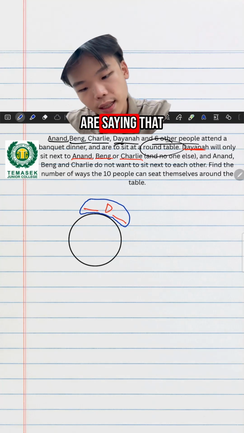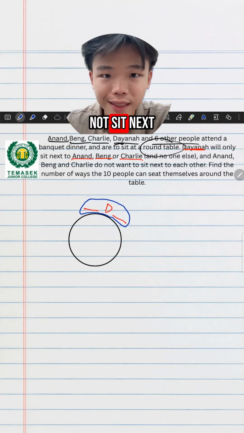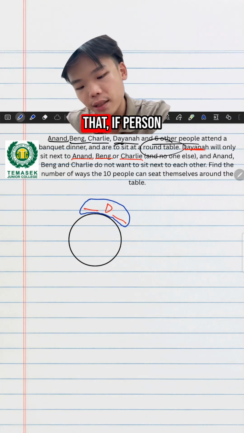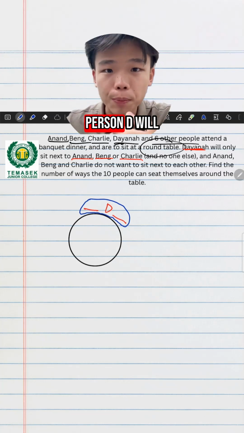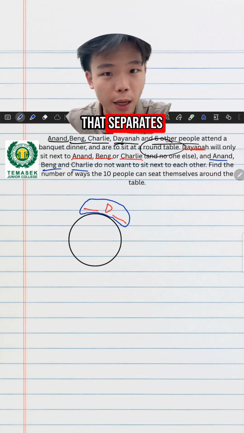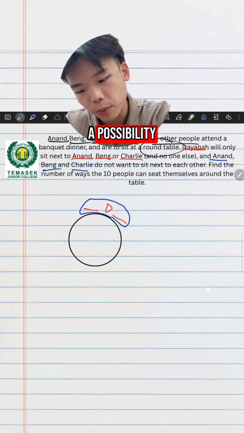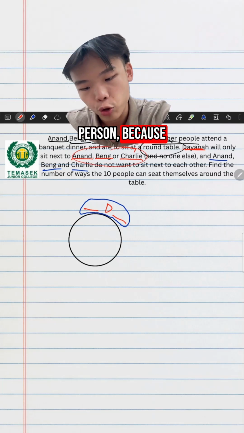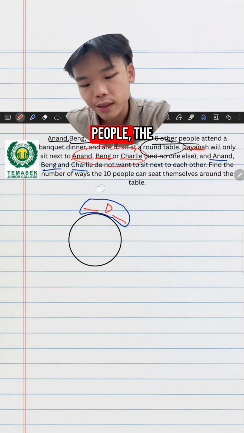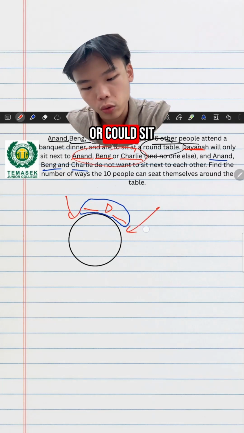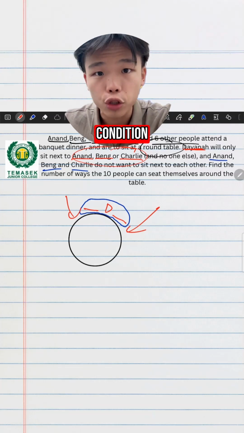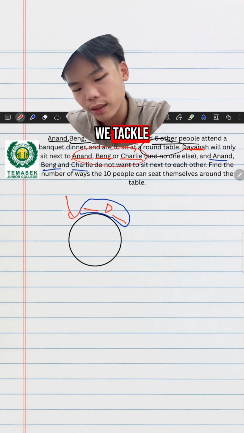And then they say that A, B, and C must not sit next to each other. So the thing is that if person D is going to be in the middle, then naturally person D will be the person that separates the 2 people who are going to sit here, right? So no problem with that. However, there's also a possibility for the third person, because here I got 3 people, right? And after I chose the 2 people, the last person could sit here or could sit here. And that will actually violate the condition that we want to avoid. So how do we tackle this question over here?